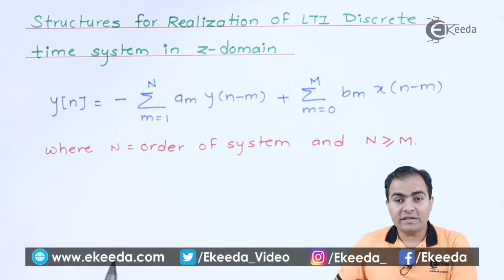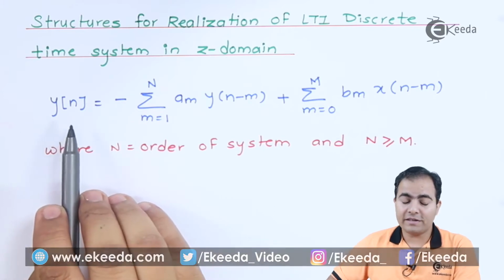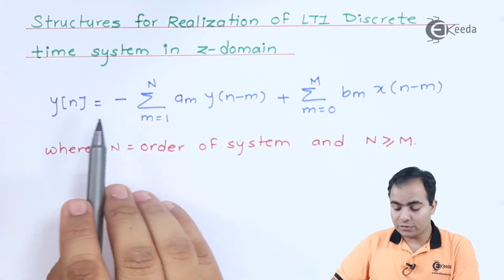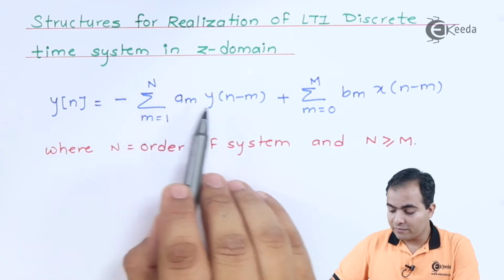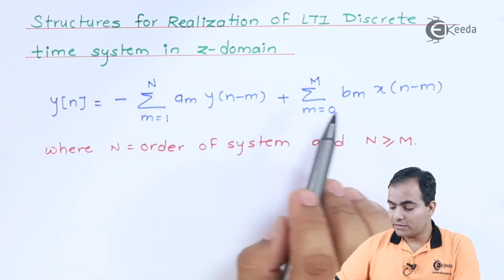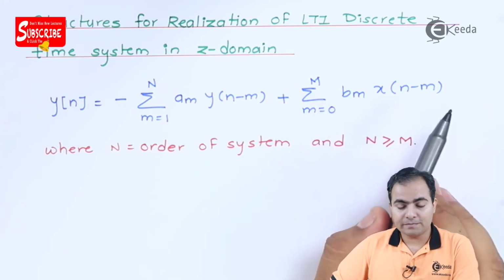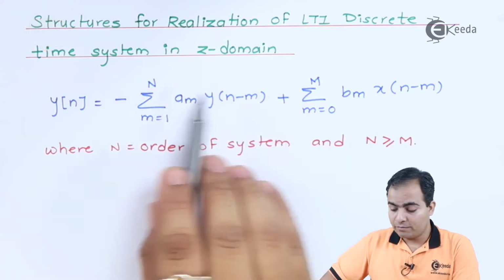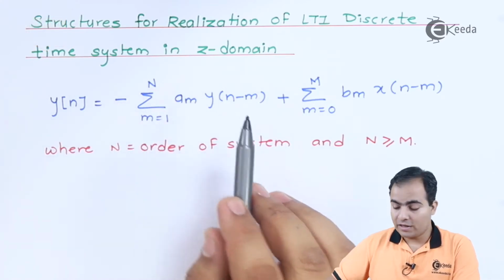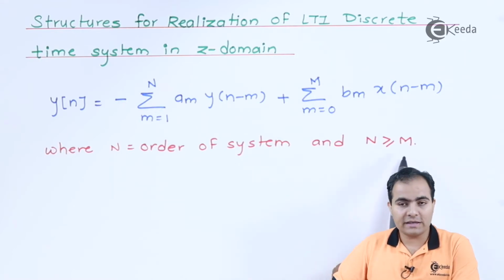Now basically we have studied the input and output relation, or comparison between input and output, and it is represented in discrete time system as y of n equals minus summation m varies from 1 to N a m y of n minus m plus summation m varies from 0 to M b m x of n minus m. Now N and M both are the orders, but N is the order of the system and N is always greater than or equal to M. This is the necessary condition.